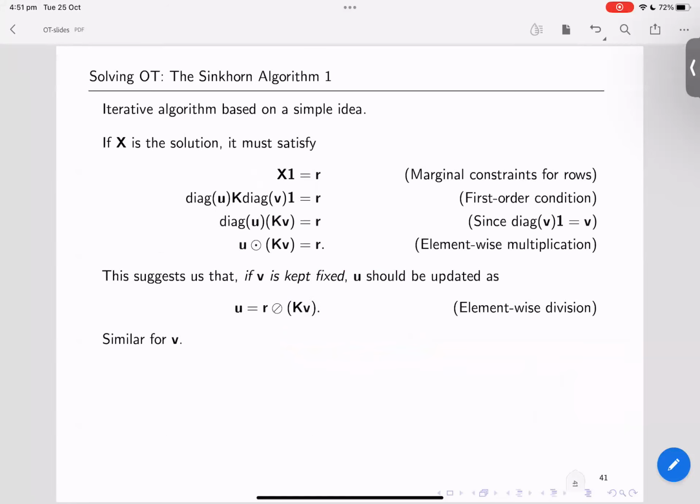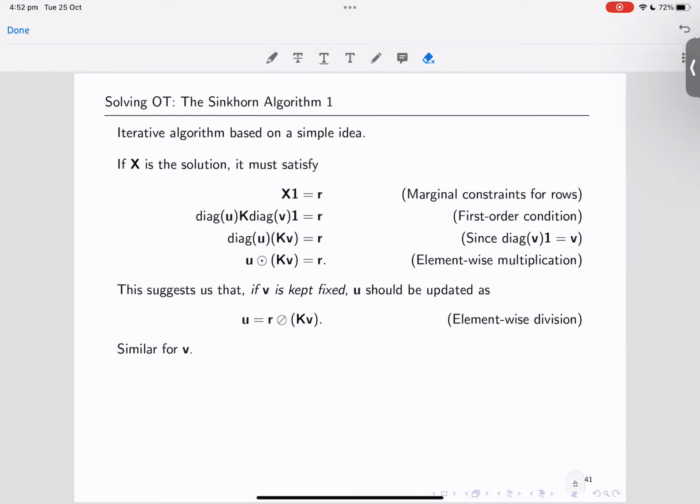So I will explain to you an algorithm that is the most widely used when solving this entropic regularized optimal transport, and the algorithm is called Sinkhorn. Okay. It's proposed by this scientist called Sinkhorn, I think in the 1960s or 50s. And here's how it works. So if you have a solution X, if X is the optimal solution, what it must do is it must satisfy the marginal constraints, right? So that's, it must satisfy the marginal constraint X times 1 equals R, right?